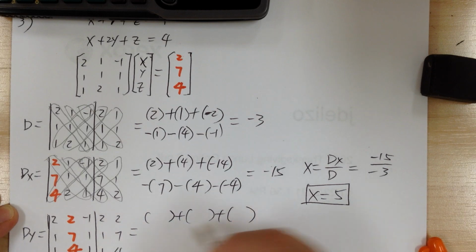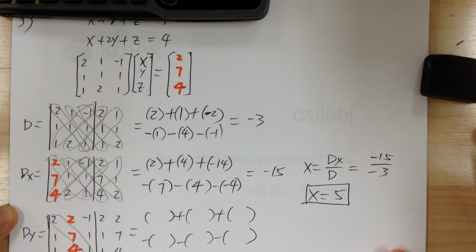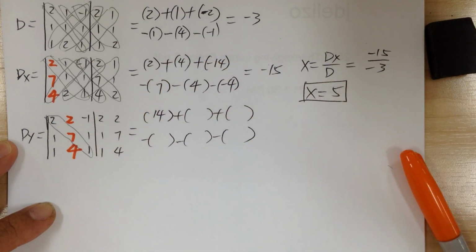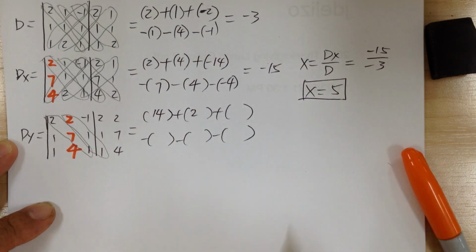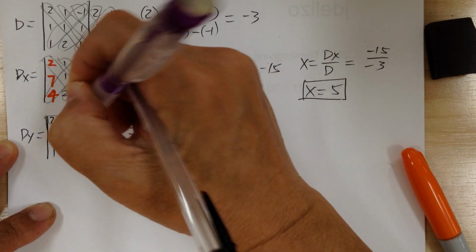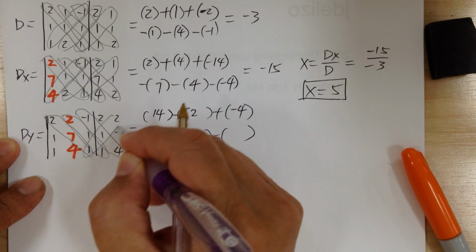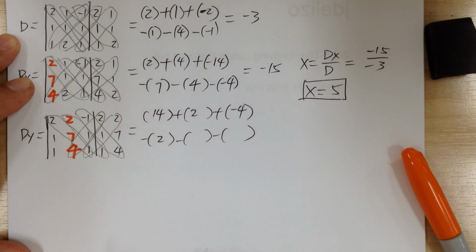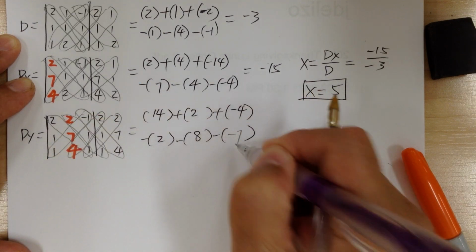Okay, so right away I'm going to do plus, minus, minus, minus, right? Okay, so this column. So that would be 14. Next diagonal would be 2. Next diagonal would be negative 4. And in the opposite direction, this would be a 2. And this one over here, this would be an 8. And this one right over here would be negative 7.